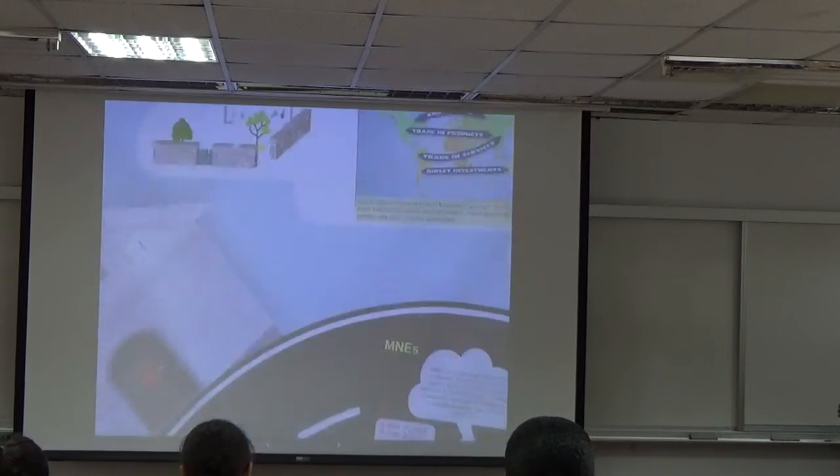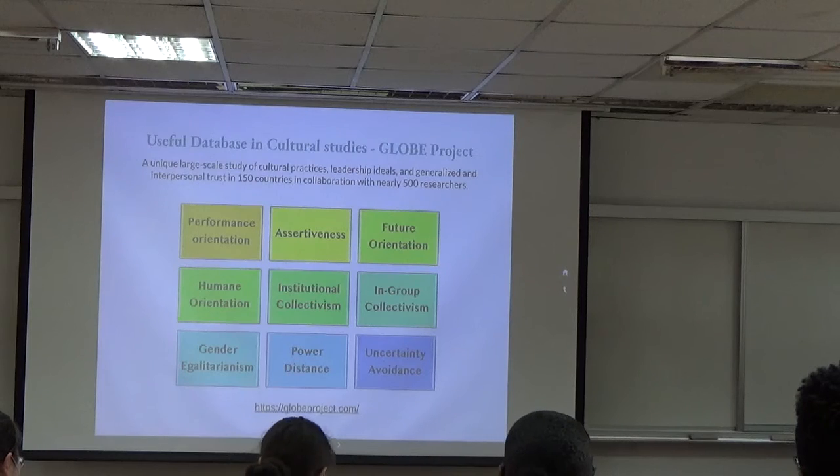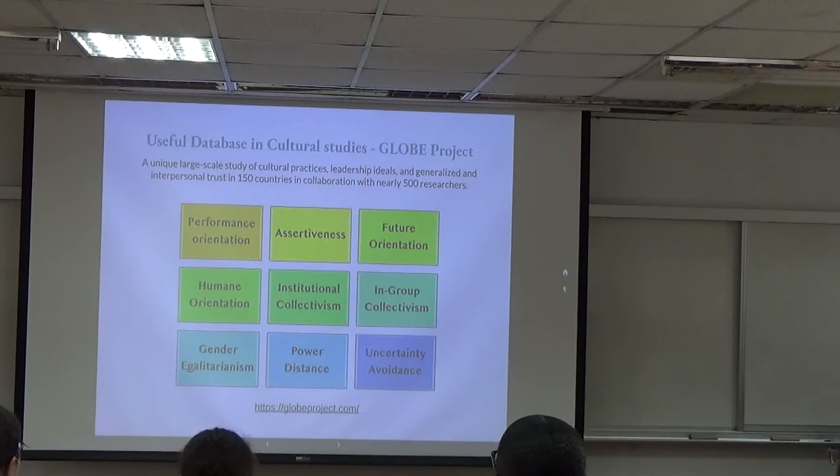Okay. And the last slide is about the academic point of view. I know most of you are postgraduate students, right? And probably you are interested in conducting research in your dissertation relating to cross-cultural issues. Okay? And this is a very useful and dominant database in cultural studies. But many people still use Hofstede's cultural dimension indexes to assess cultural differences. I used it in my earlier publication too.